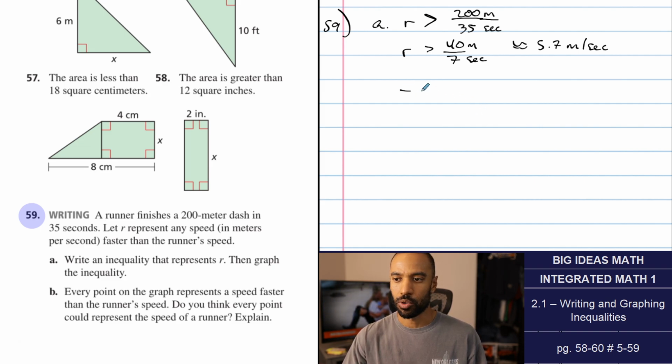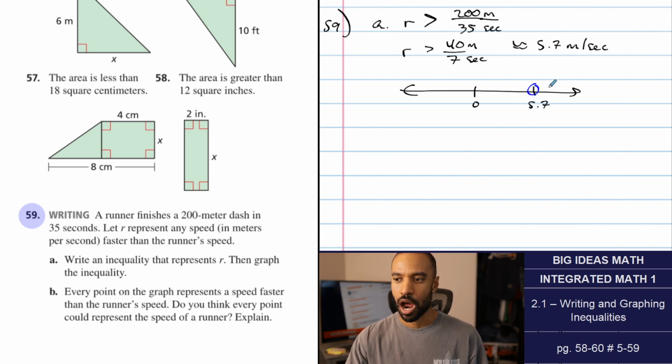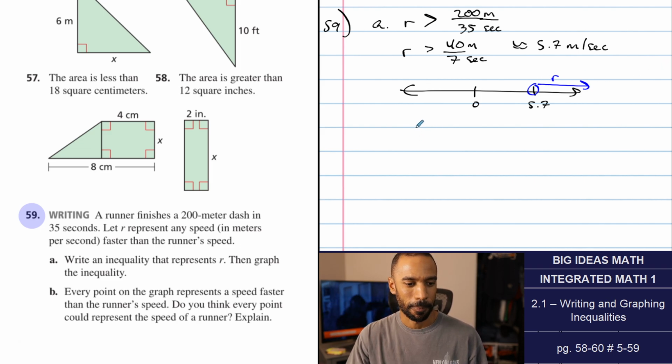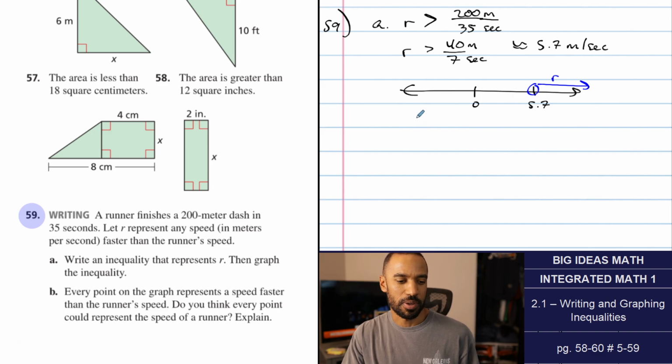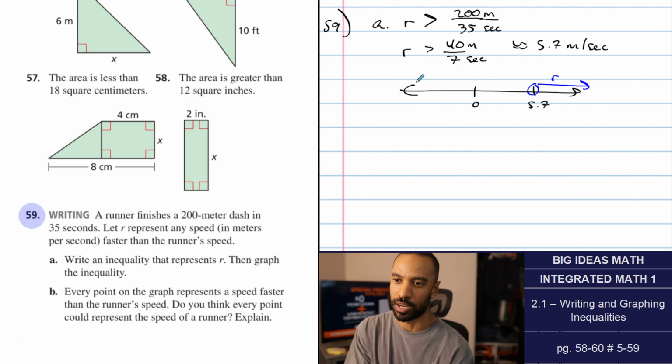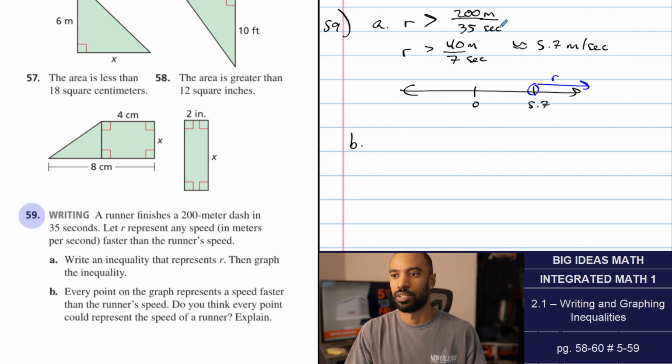It says graph the inequality. So if I graph it, 40/7 or around 5.7 is obviously greater than 0. Our running speed faster than that. Woo, super fast, 20 meters per second. Things like that. Every point on the graph represents a speed faster than the runner's speed. Do you think every point could represent the speed of a runner? Explain. Heck no. Eventually, there's a certain speed that we just can't reach.